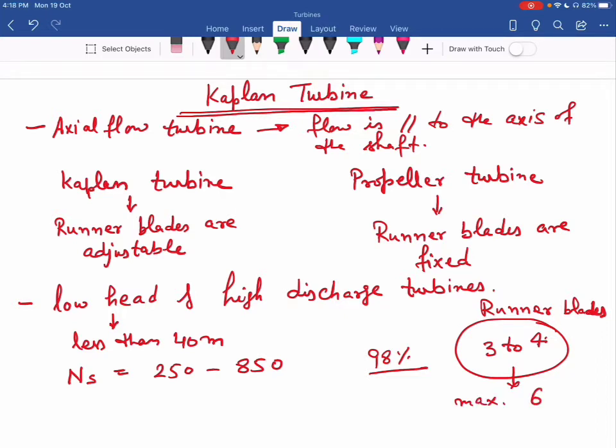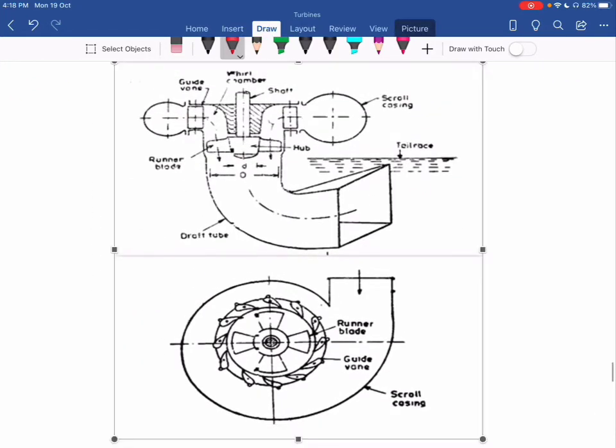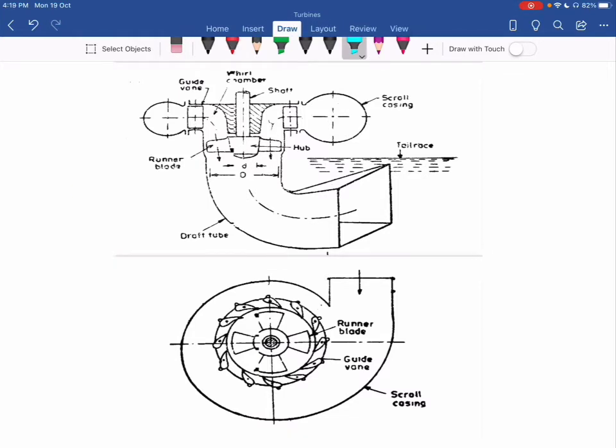Now if you see the diagrams for both propeller and Kaplan turbine, you can see these two diagrams are similar to your Francis turbine. At the outer side we have the casing. This casing is connected to the penstock and water enters from this casing. After that we have a row of guide blades. You can see these are the guide blades.